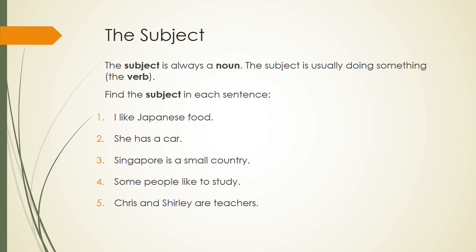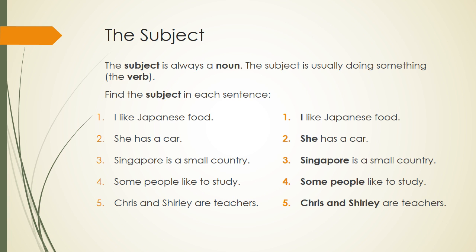Alright, let's check your answers. How did you do? So: I like Japanese food. She has a car. Singapore is a small country. Some people like to study. Chris and Shirley are teachers. You'll see that all of those are nouns.